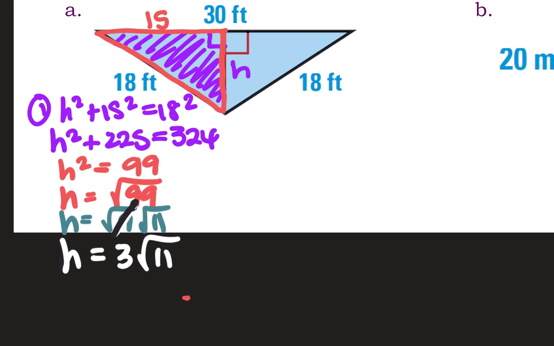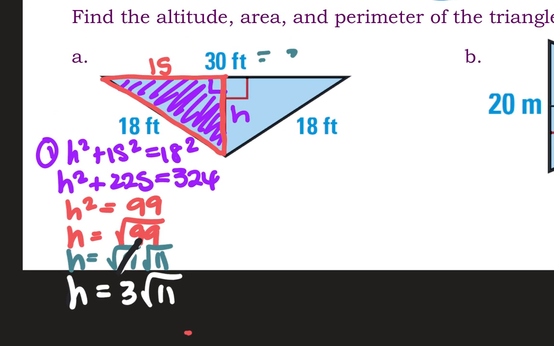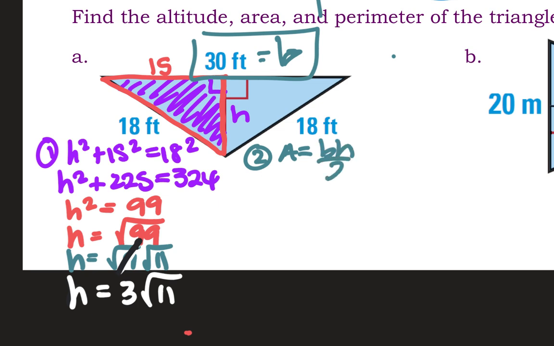What is the base of the entire picture? Should be 30, right? Sorry, my pen isn't connecting. Okay, this is my base. To get the area, it's just base times height divided by 2. We just identified the base as 30. What did we find the height to be? 3 square root of 11, all of it divided by 2.